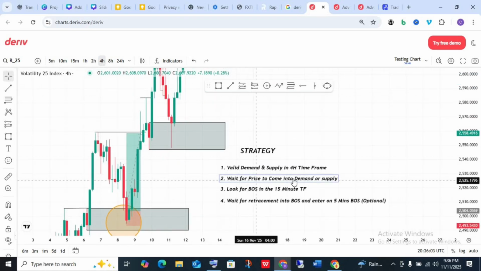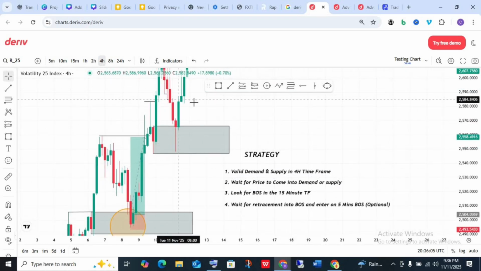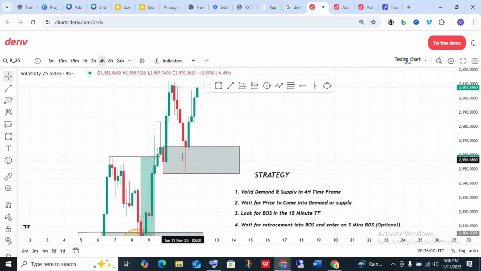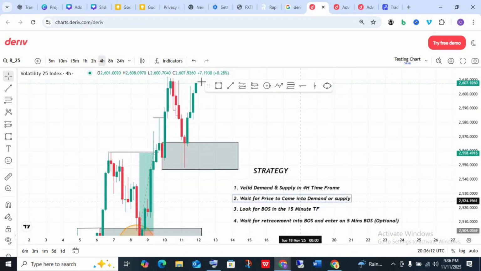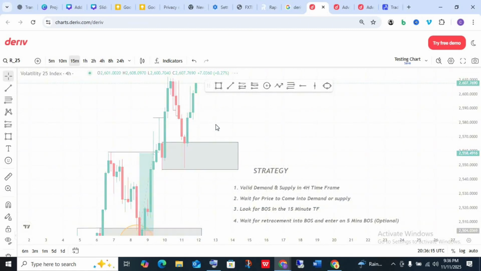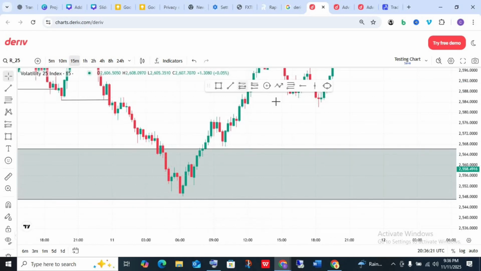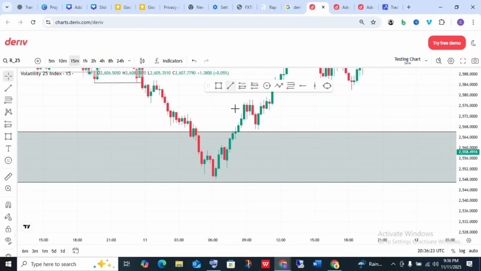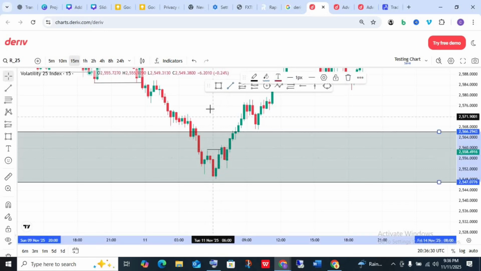So what does step 2 say? Wait for price to come into demand or supply. So price came into this demand zone here. Then what's the next thing? Look for break of structure in the 15 minutes time frame. We'll go to the 15 minutes. Where's our break of structure? Do we have a break of structure on 15 minutes? Yes, we do. This is a break of structure. True or yes? True. Yes.